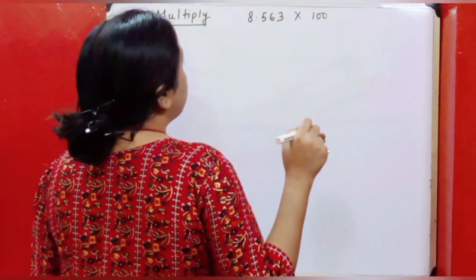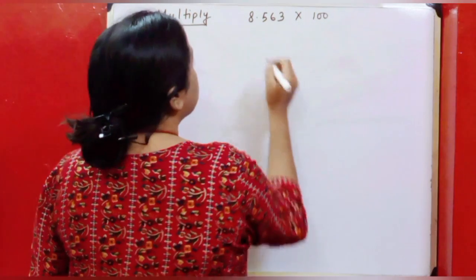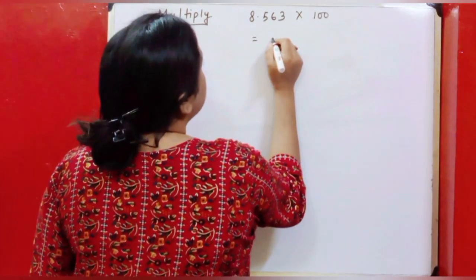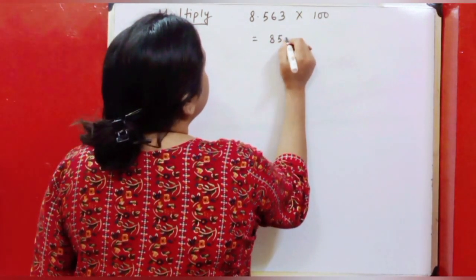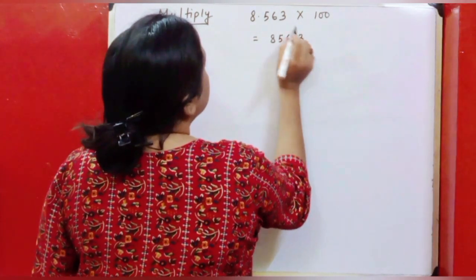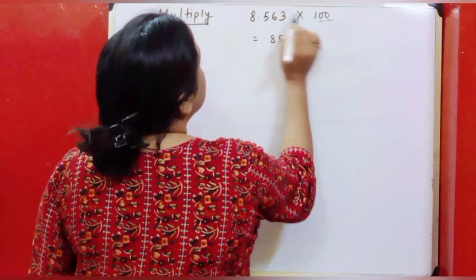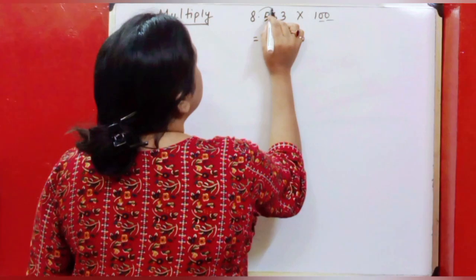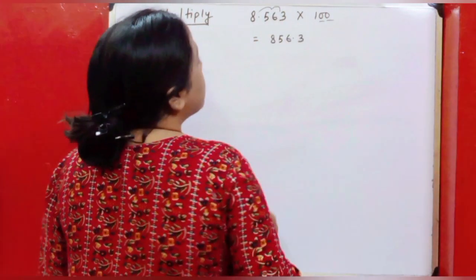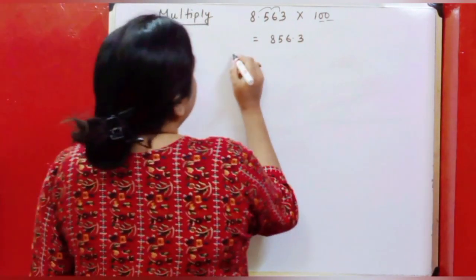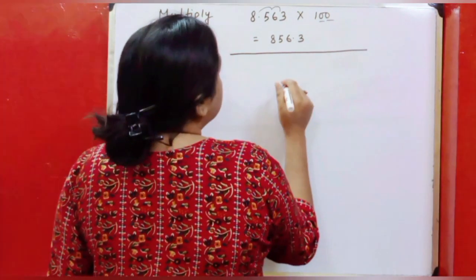Multiply 8.563 by 100, so the answer will be 856.3. There are two zeros here, so the decimal will be shifted one place and the second place. So 856.3. There is another way of doing this.